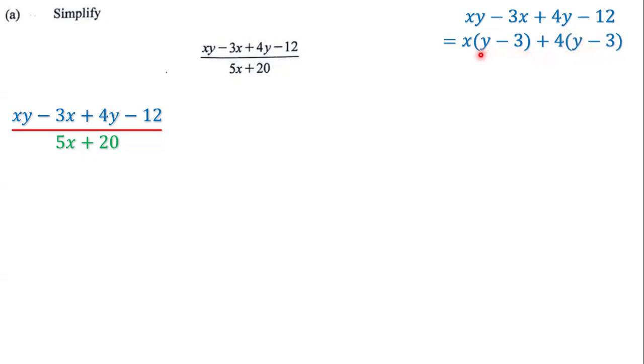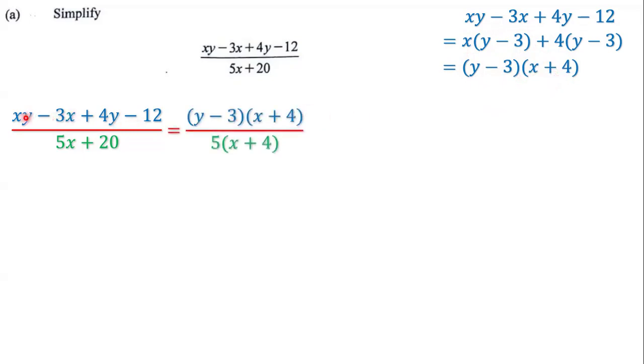Notice that y minus 3 is a factor in this term, and y minus 3 is also a factor in this term. So the two terms share y minus 3, and we can factor out y minus 3. If we factor out y minus 3, we're left with x plus 4. So the factored form of this expression is y minus 3 multiplied by x plus 4.